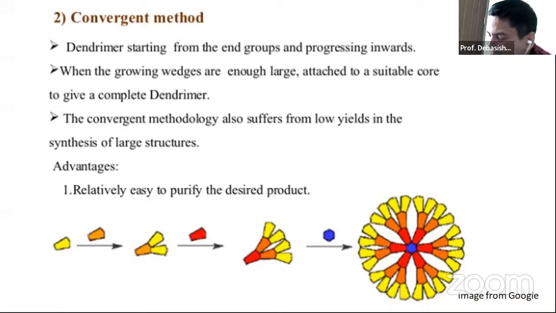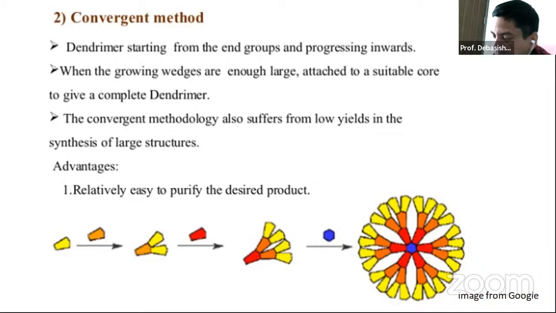But for both systems, the direct and the convergent method, there are some positive sides and some negative sides. And really speaking, making a very pure dendrimer is really difficult, because once you make your dendrimer, there are different cavities that can accumulate different solvents or unreacted materials and the rest of the things.